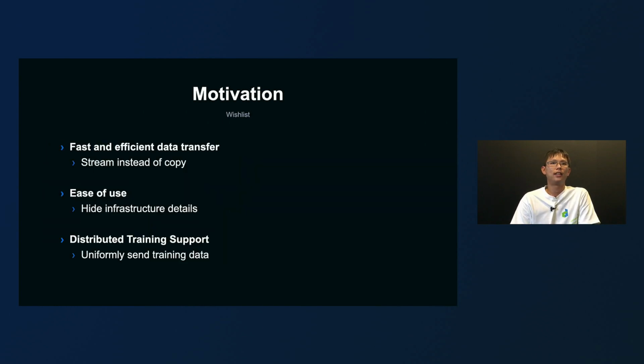Based on such challenges, for us to be able to focus on GPU model development, we wanted to implement a library or framework with the following features. First is data transfer. We wanted a stream instead of copy the data from the Hadoop main storage. Second is ease of use, meaning a library or interface that hides the infrastructure details. Third is distributed training. This is a feature to be able to perform distributing training easily and to be able to uniformly send training data to the GPU workers.